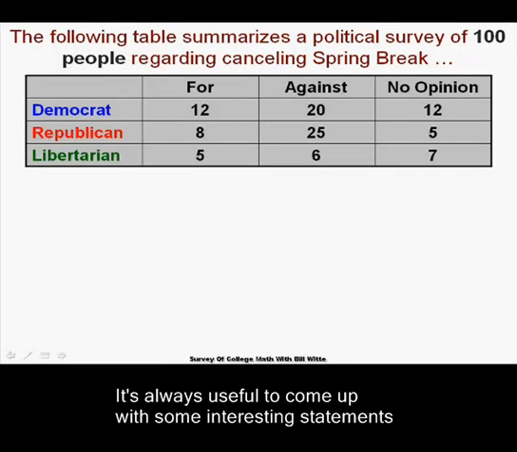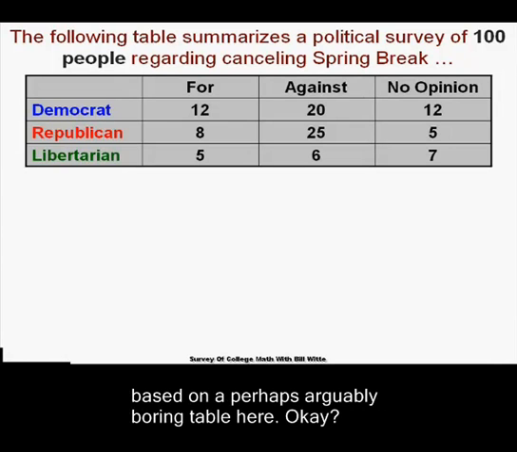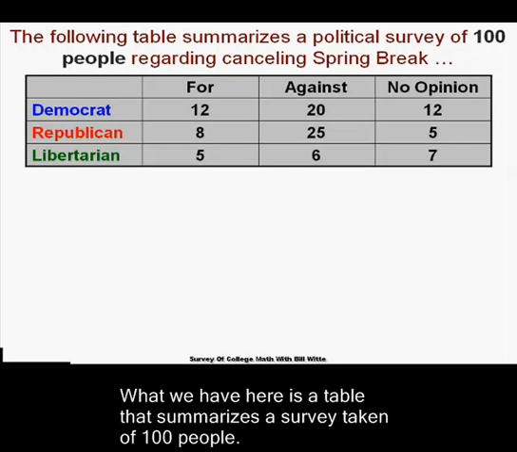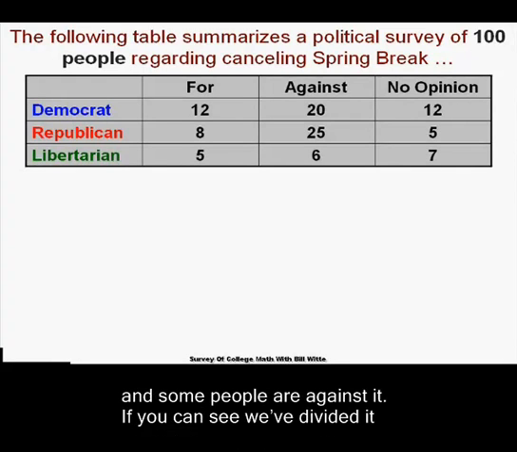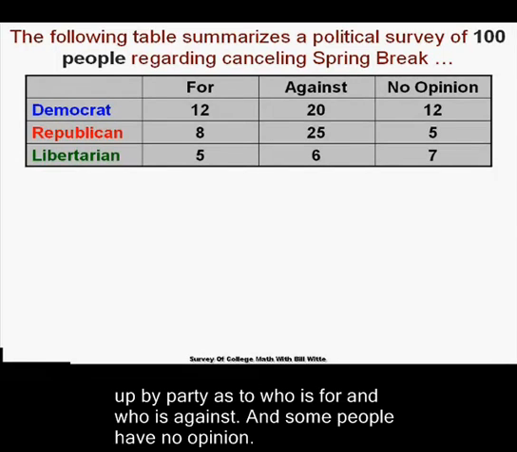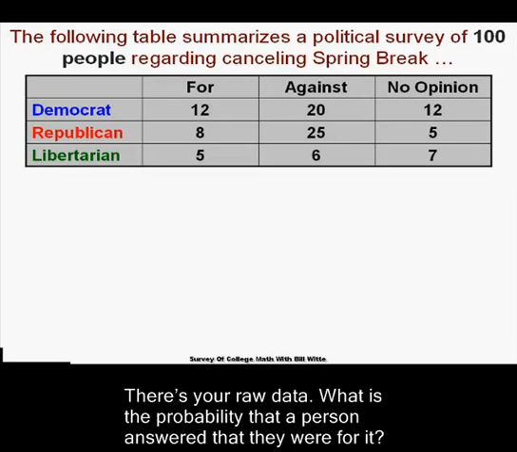It's always useful to be able to come up with some interesting statements based on a perhaps arguably boring table here. Okay? Well, what we have here is a table that summarizes a survey taken of 100 people. The whole thing adds up to 100. Regarding canceling spring break, some people are for it and some people are against it. As you can see, we've divided it by party as to who's for and who's against it, and some people have no opinion. Okay? Well, big deal.